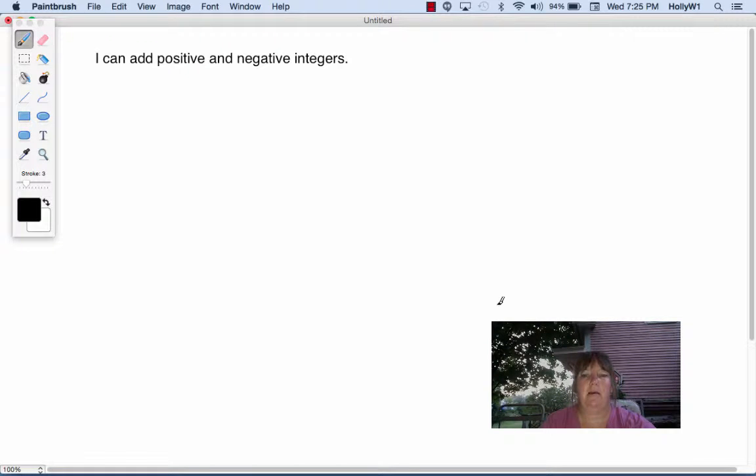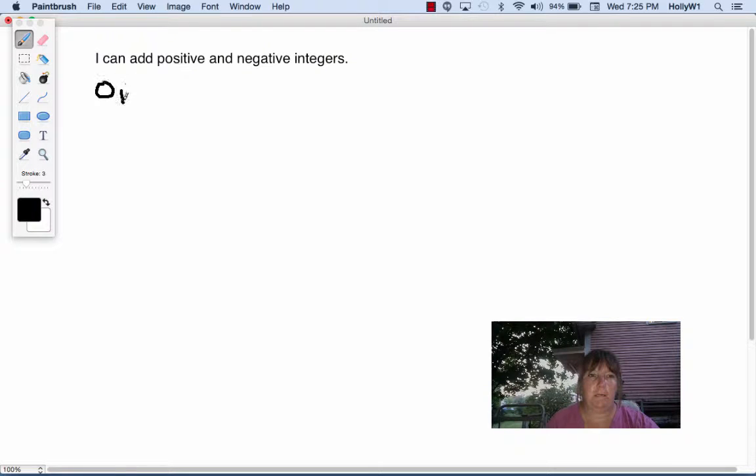Hi, welcome back. In the previous lesson, we talked about adding integers that had the same sign, so both positive, both negative. Right now, we're going to talk about adding integers with different signs. But before we do that, we're going to talk about something called opposites on a number line.